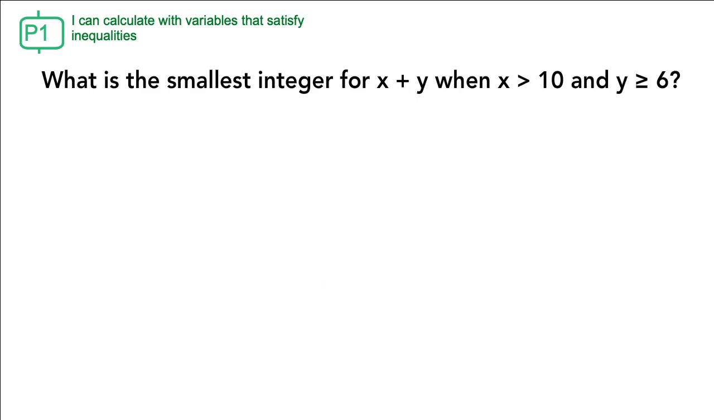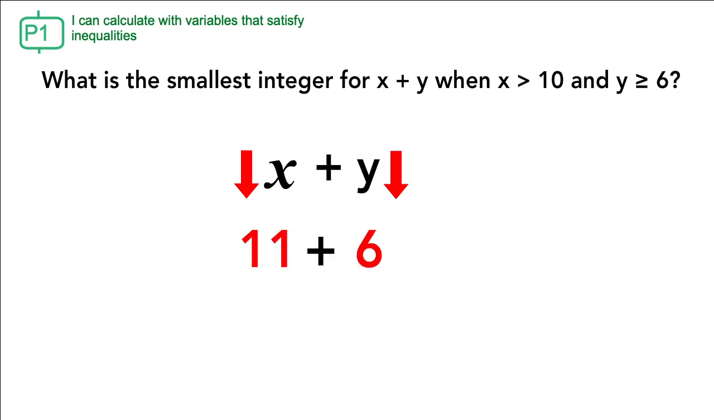So with these inequalities, what are the smallest integers for x and y? The smallest value for x is 11, and the smallest value for y is 6. As a greater than or equal to symbol is used, the smallest answer will therefore be 17.